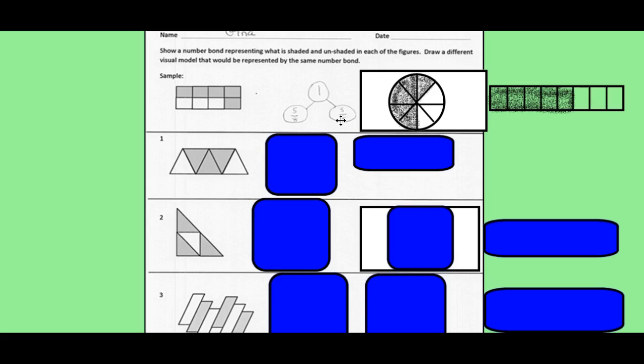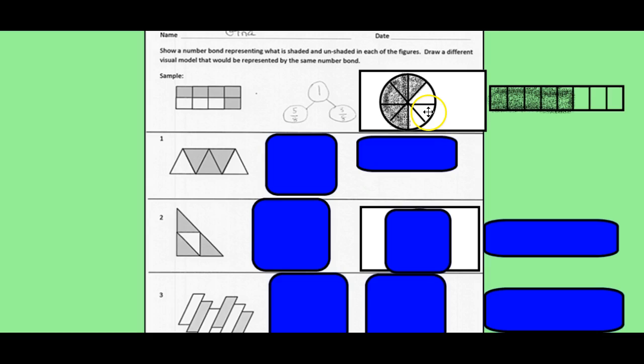So whenever you're making a number bond, you're going to be writing a fraction for what is shaded, and you're going to be writing a fraction for what's not shaded. And we know that if we were to put these 5/8 and these 3/8 together, it would make one entire whole. Okay, so on this, I drew a new visual model.